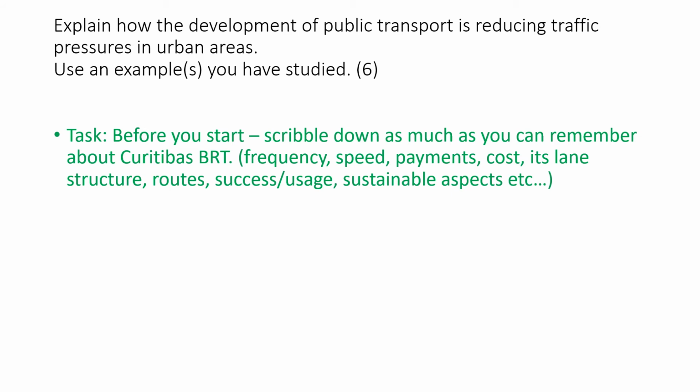Did they make payments when they got on? Did they buy tickets beforehand? Why did they do it like that? How did it work in terms of the lanes? Was it travelling in its own lane? Was it in and amongst the traffic? And so on. What were the routes?